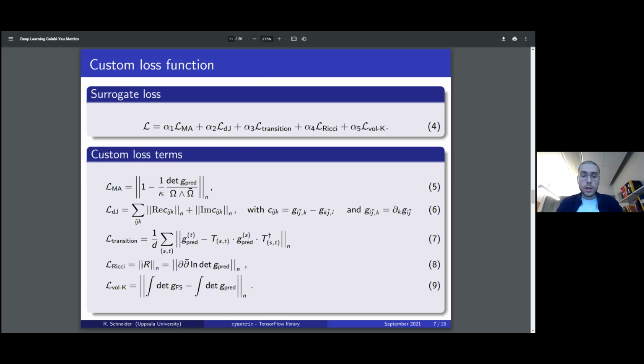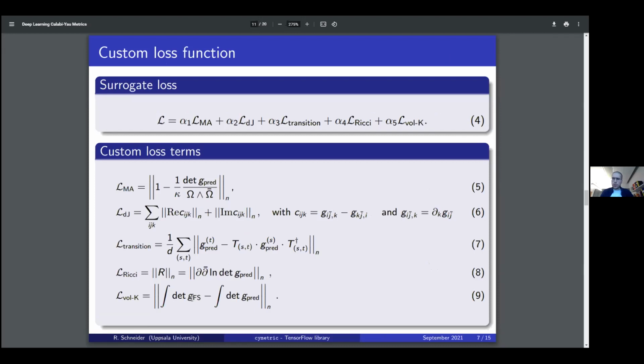We can also learn directly against the Ricci scalar, which we disable in our package by default, because we know that if and only if the Monge-Ampère equation is satisfied and the metric is Kähler, this should automatically vanish. And finally, we introduce an overall volume loss, which forces the metric to be at the same overall volume as the Fubini-Study metric for which we generate the points.